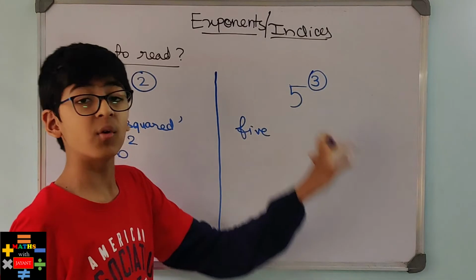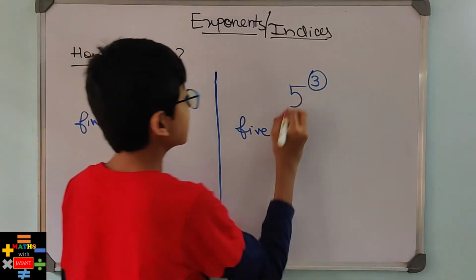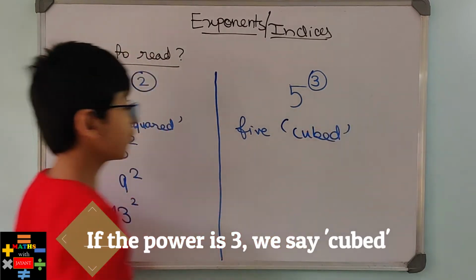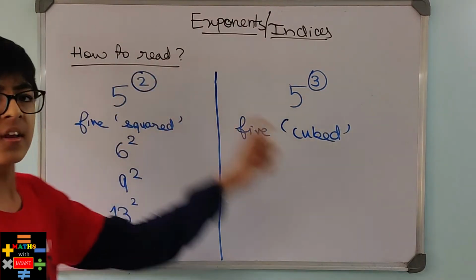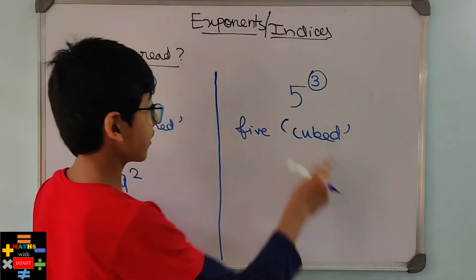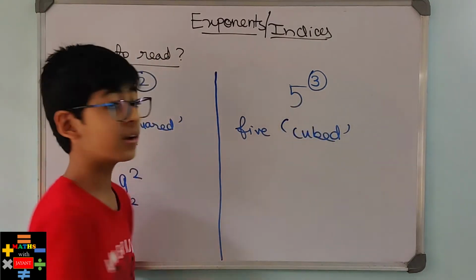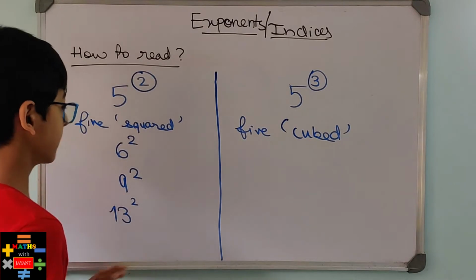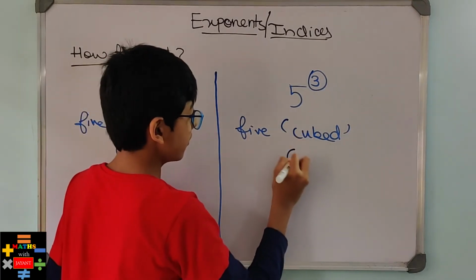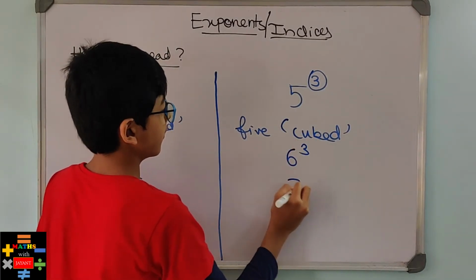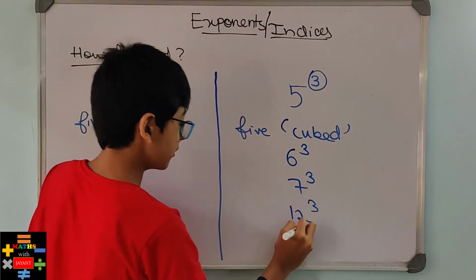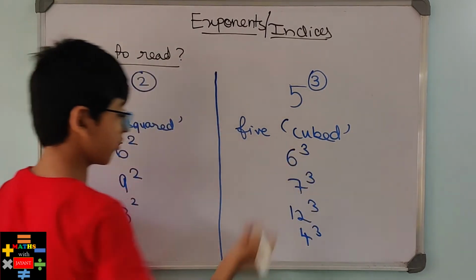So, for 3, what will we have? Any guesses? Cubed. So, this could be easily read as 5 cubed. Although we can read them in the ways that we discussed, like 5 raised to the power 3, third power of 5, this is the easiest and most common way. And like this is 6 cubed, 7 cubed, 12 cubed, 4 cubed, and so on.